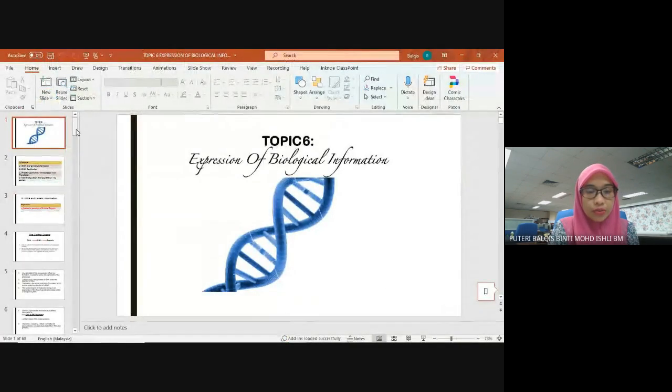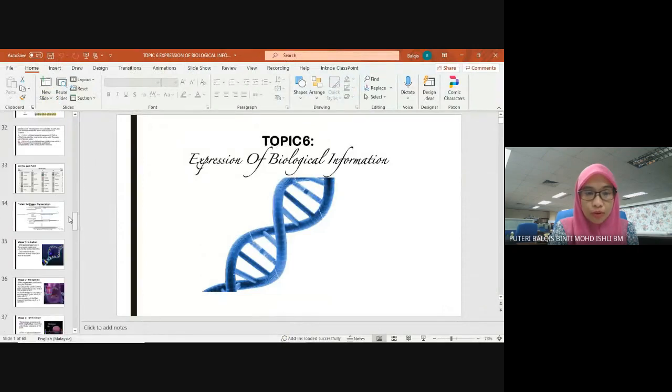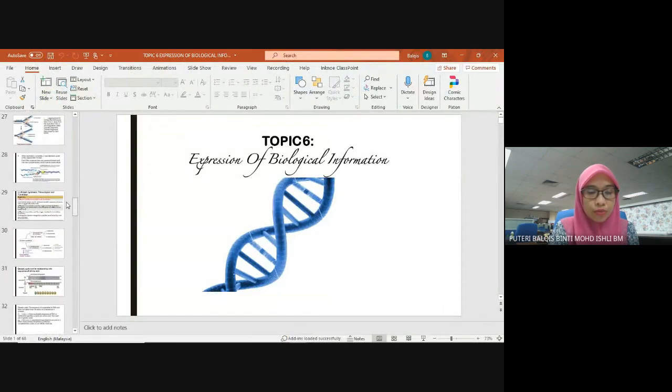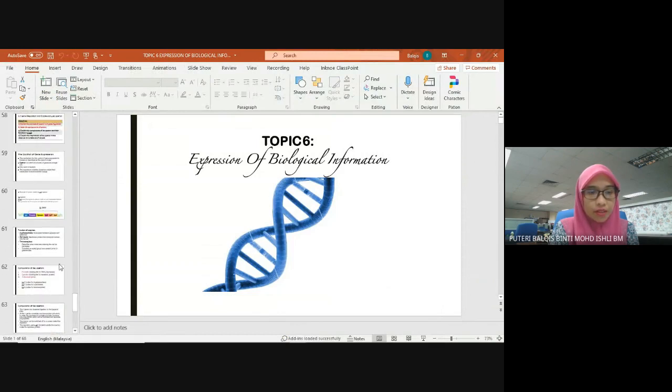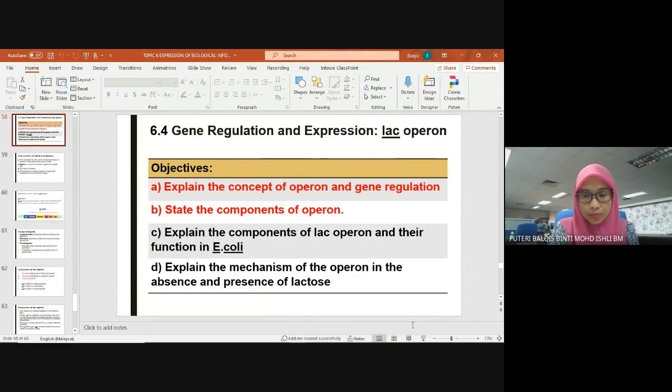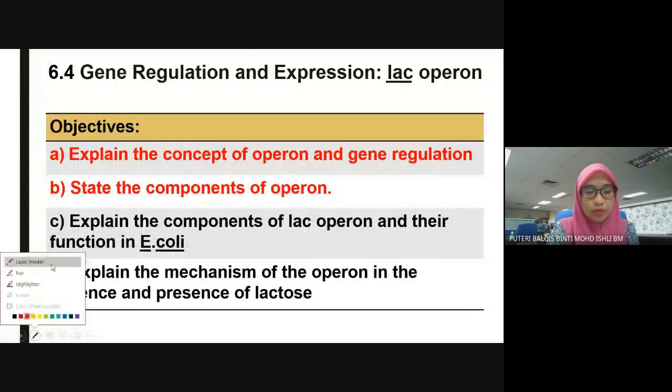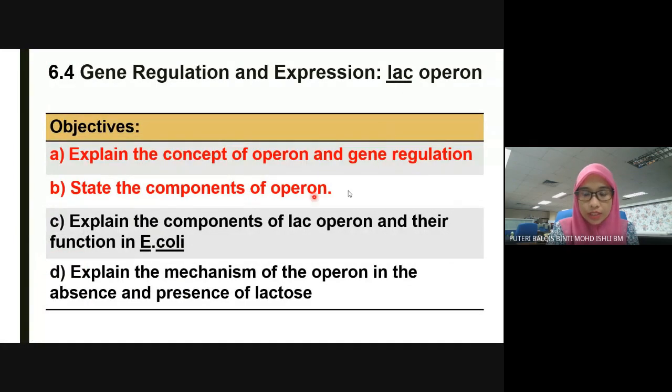So for today, we're going to discuss 6.4, which is gene regulation and expression, Lag Operon. These are the learning objectives that you need to know in these subtopics. Explain the concept of operon and gene regulation. State the components of operon. Explain the components of Lag Operon and their function in E. coli. Explain the mechanism of the operon in the absence and presence of lactose.